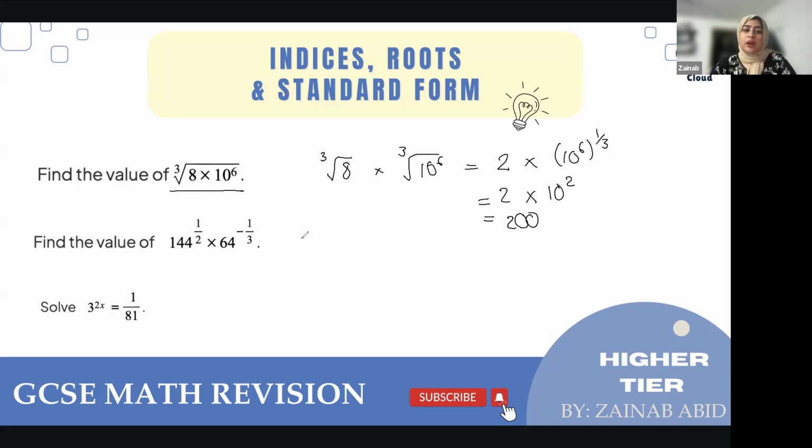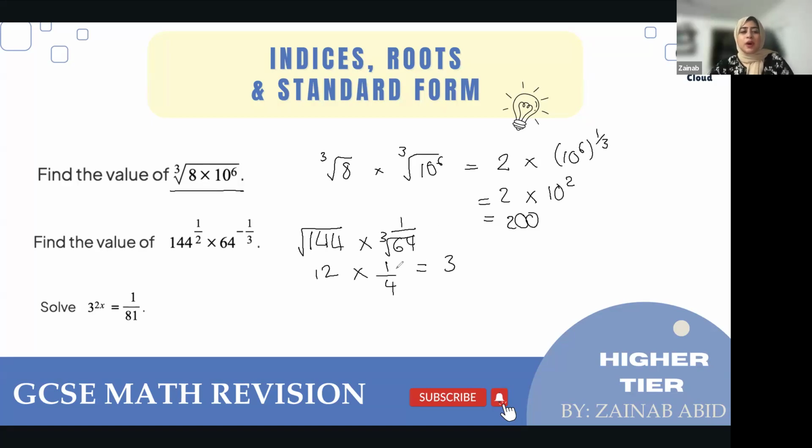Next, we are going to do 144 to the power of a half. So here, to the power of a half, meaning we're just going to square root it and then take it to the power of 1, because we're going to root it with the denominator. So that is just going to be 12. And we're going to times it by 1 over 64 cube rooted, which is basically just 1 over 4, which is just 12 over 4, which is 3. So the answer to this one is 3.